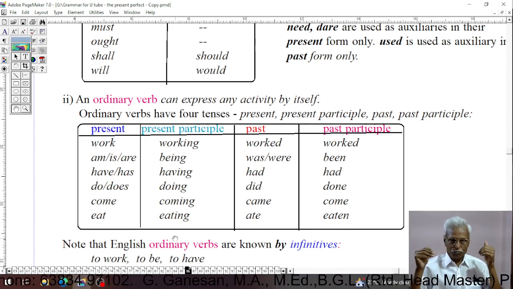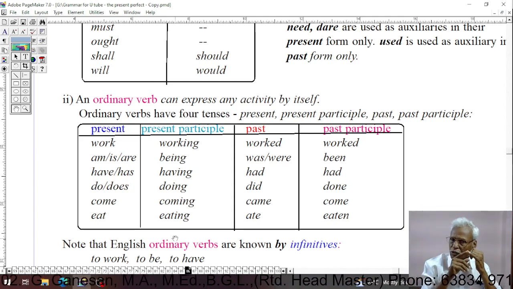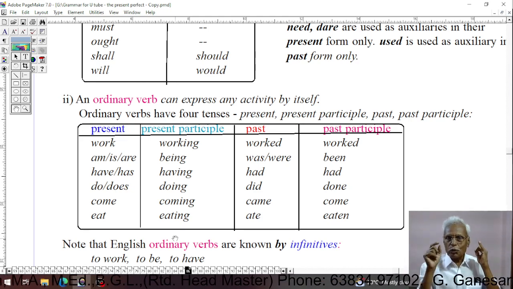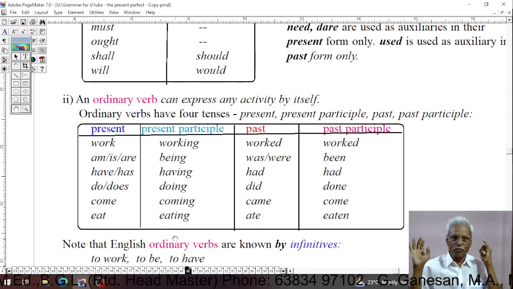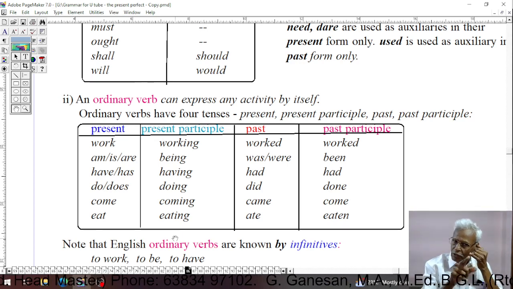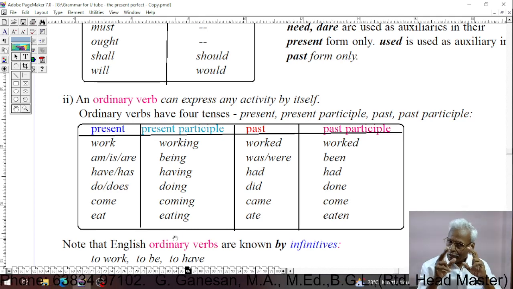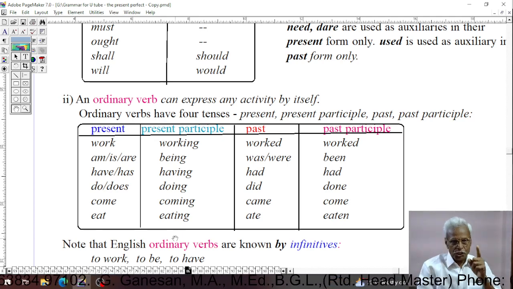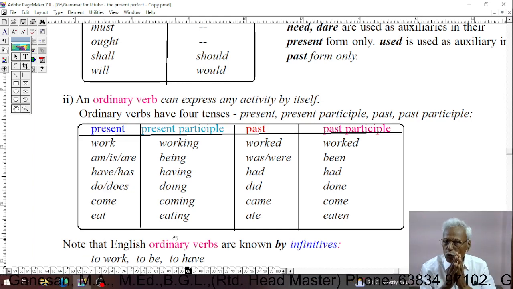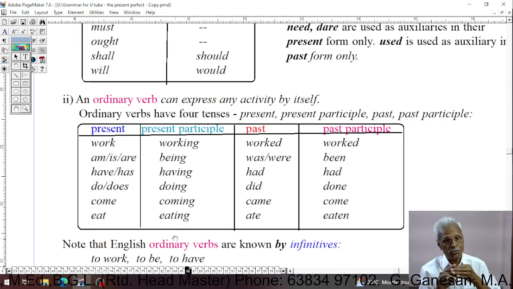Thus, again, an auxiliary verb cannot act independently. It could act only as a helping verb with the ordinary verb. It has only two tenses, present tense and past tense. Then regarding ordinary verbs, an ordinary verb could function independently. It has four forms: present tense, present participle, past tense and past participle.